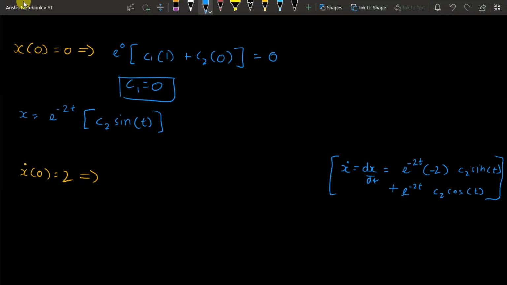So now we have the value of x dot right here, and we've been given x dot of 0. So the value of t is equal to 0. When we substitute t equals 0 in x dot, we should get 2. So when we substitute t equals 0, this term will be 1 right here, but sin of 0 will be 0. So the entire first term will be 0. And in the second term, we have e raised to minus 2t. So e raised to 0 will again be 1, and cos of 0 will also be 1. So this gives us that C2 is equal to 2.